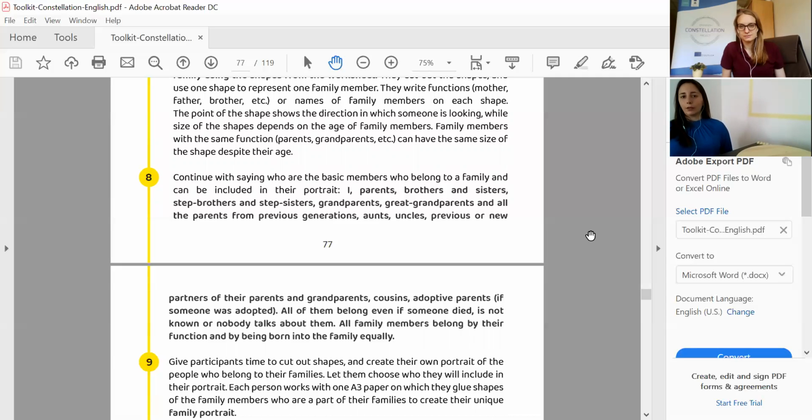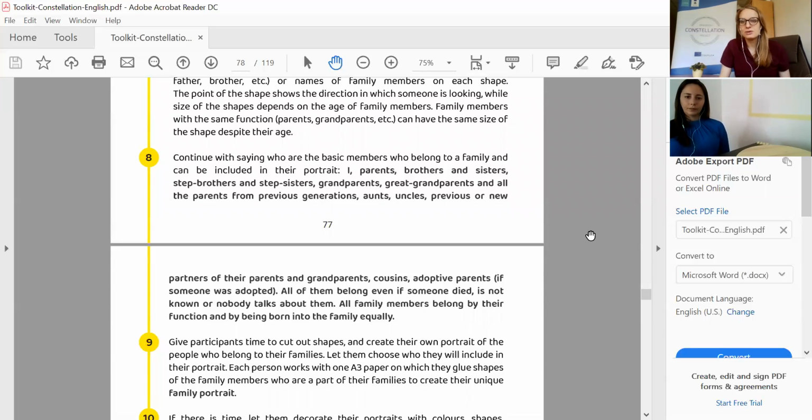And some of them represented friends, but for me it felt more like that friend also is considered as a part of the family to some extent. But it depends on the group you're working with. Can be, but doesn't have to be.